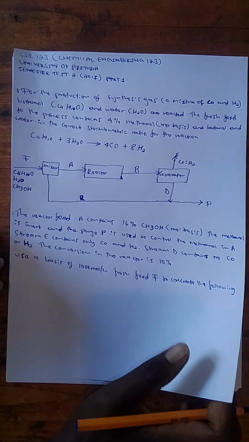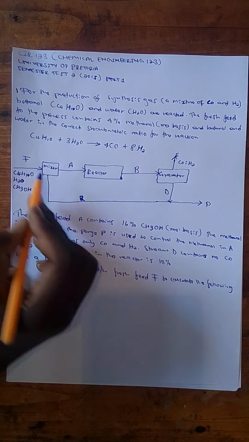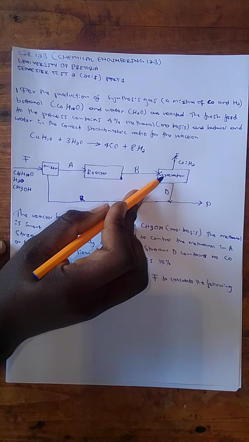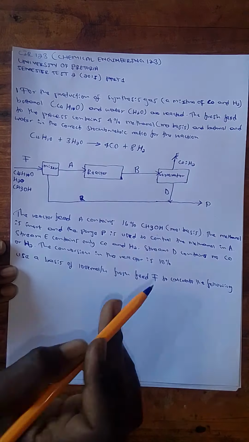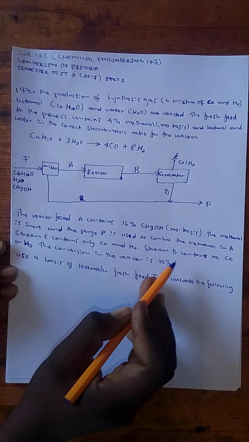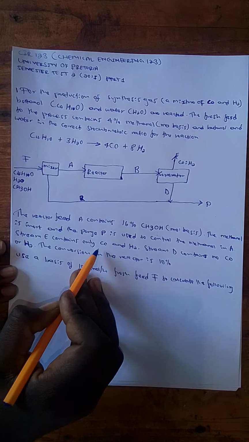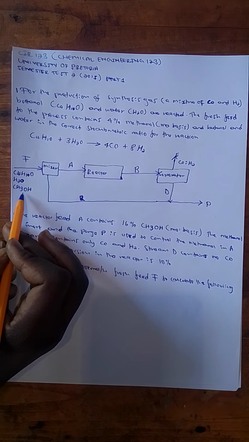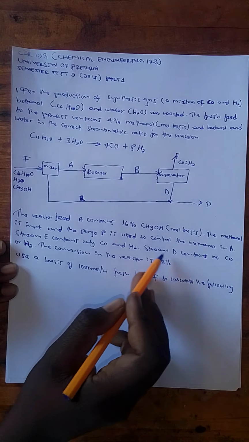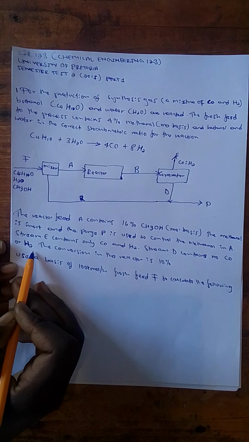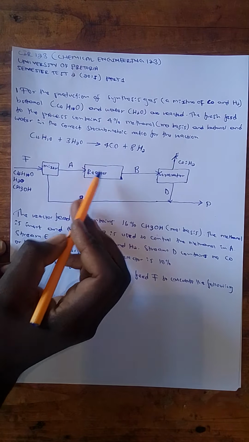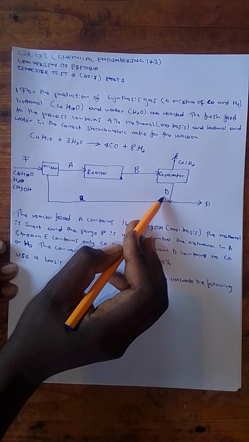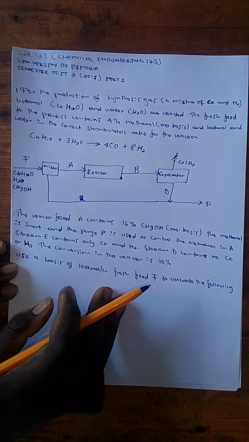And another important thing is, if you look at stream A, it's actually stream F plus stream R. So stream R would have been problematic if the separator wasn't a perfect separation. But we are told here, if you can read, that stream E contains only CO and H2, which means in E there is no butanol or water or methanol. And also they say that stream D contains no CO and H2, which means from the reactor, all the CO and H2 did separate there. You see, so in here there's no CO or H2.